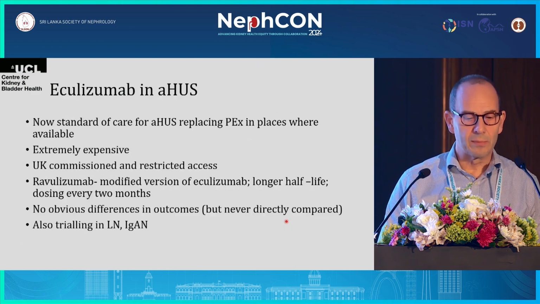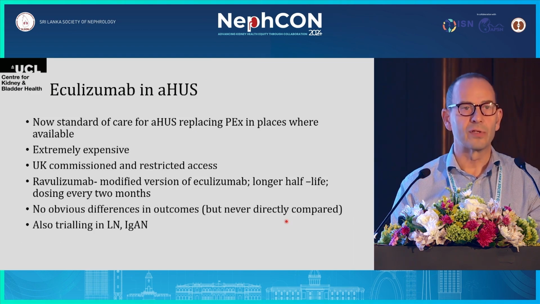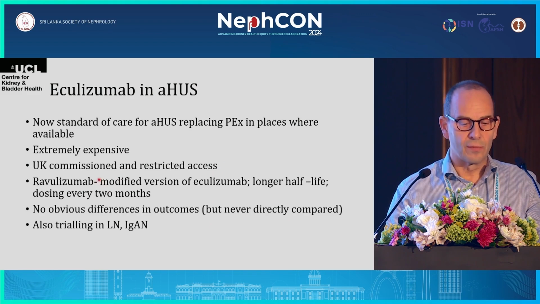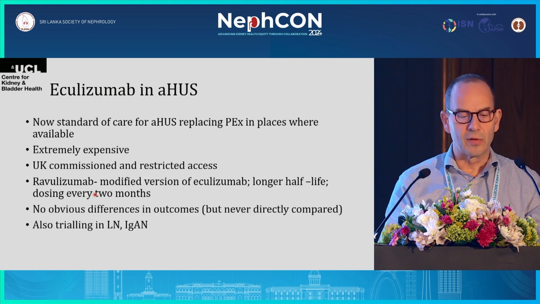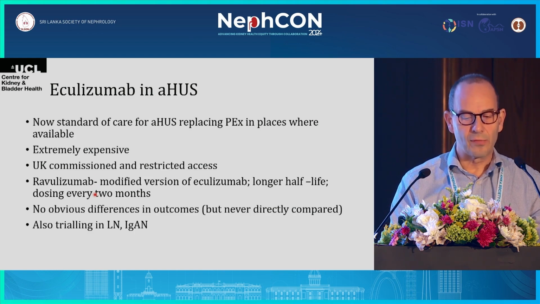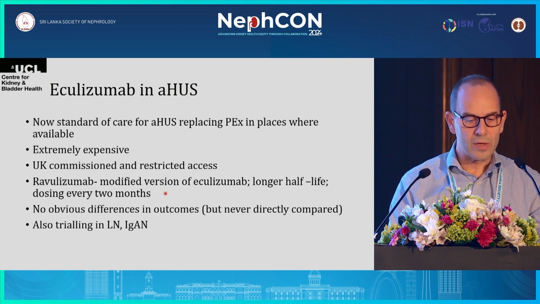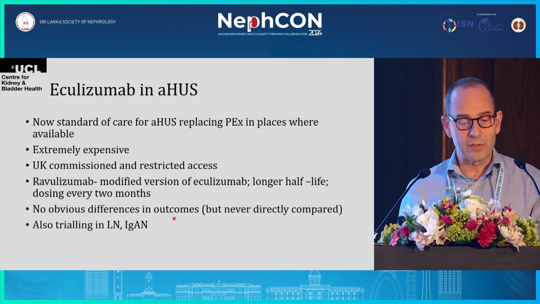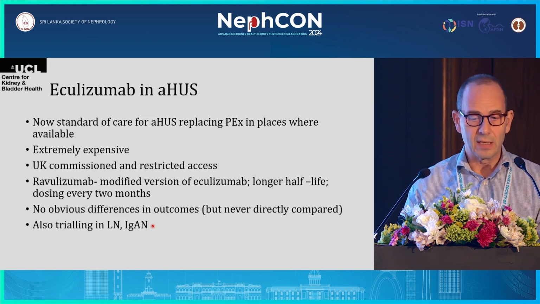In certain countries where it can be used, it's been the standard of care. In the UK, it's commissioned and we have restricted access to it, but nonetheless, we do have access to it. There is a new version of eculizumab which has been modified, which now doesn't undergo the same lysosomal breakdown, and so therefore has a longer half-life and can be used every 2 months rather than every week or fortnight. As far as we can tell, although they've never been tested head-to-head, it seems to be just as effective. And as you heard earlier on from Adrian, there's now a trial in IgA nephropathy as well as in lupus nephritis to see if that's useful.